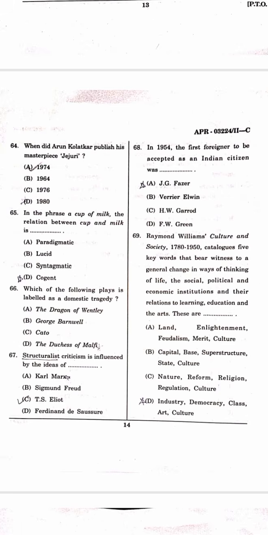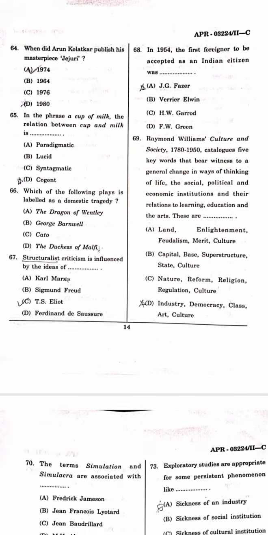Question number 68. In 1954, the first foreigner to be accepted as an Indian citizen was, and the correct option is option B, Verrier Elwin. Question number 69. Raymond Williams' Culture and Society, 1780 to 1950, catalogues 5 key words that bear witness to a general change in ways of thinking of life, the social, political, and economic institutions, and their relations to learning, education, and the arts. These are, and the correct option is option D, industry, democracy, class, art, and culture.